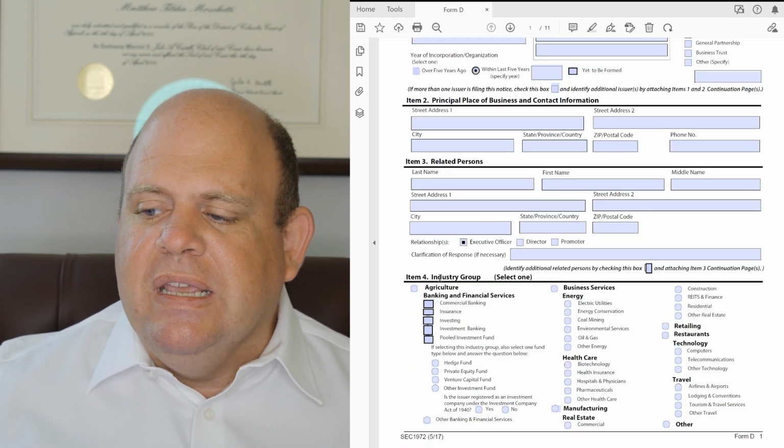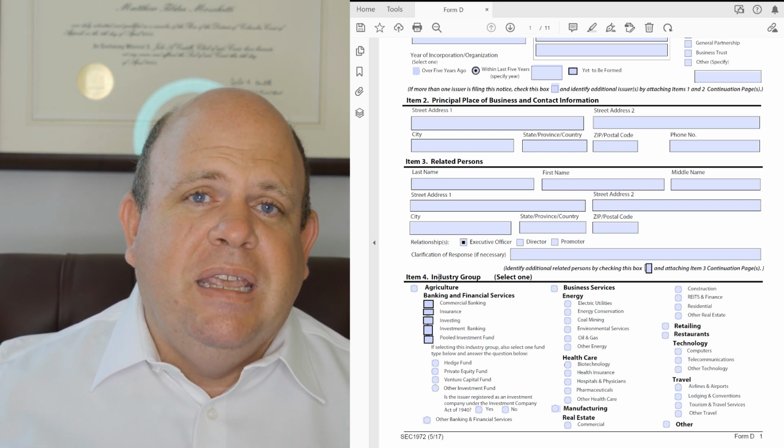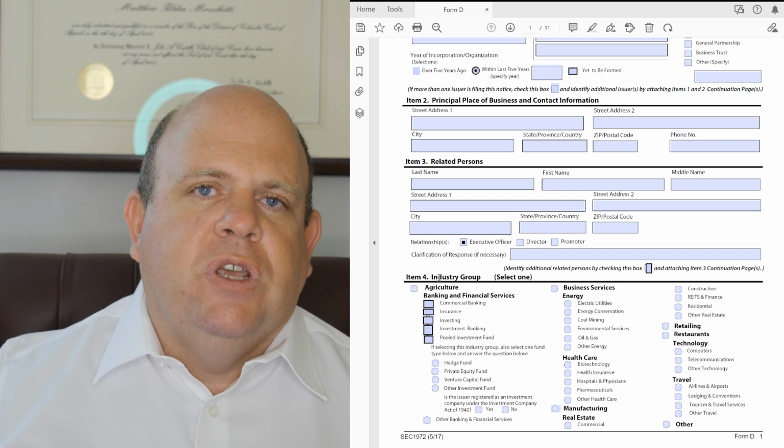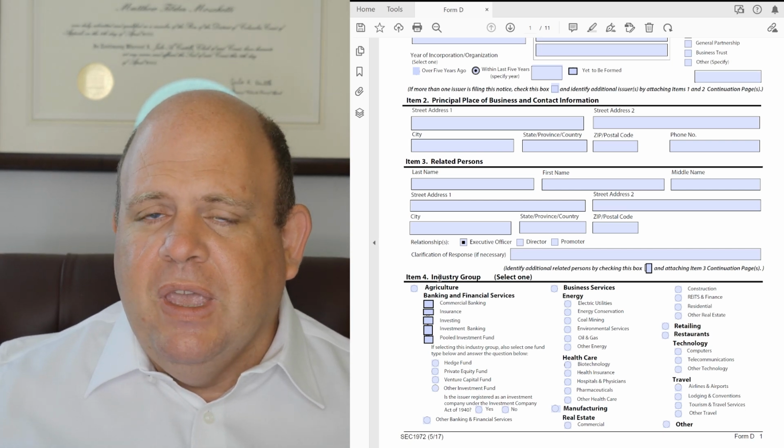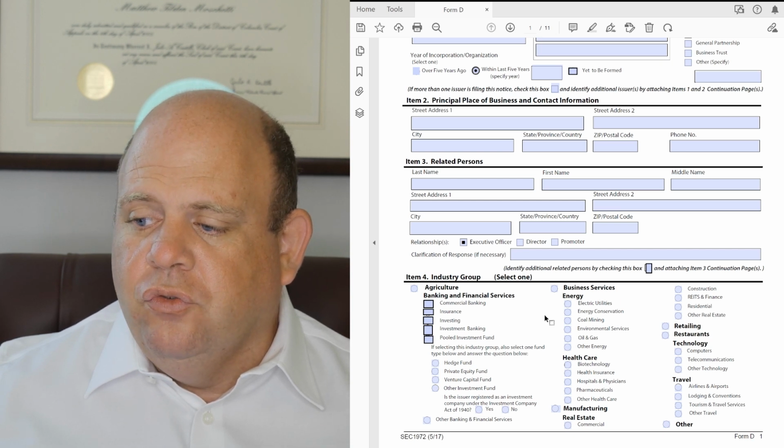Item 4 is the industry group. Now this is mostly so that the SEC can keep track of what industries are generally using Reg D, and so that they can get a better gauge on how to control what they're trying to control.